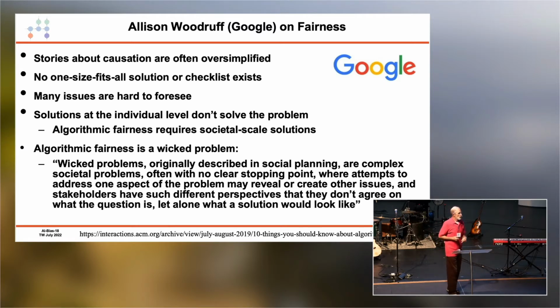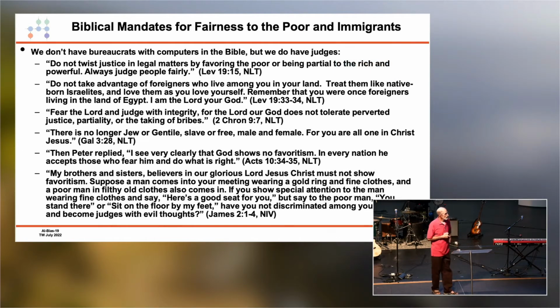Now, she said it's a wicked problem, which got my attention because I went to a conference a few years ago called The Wicked Problem of Climate Change. And the wicked problems here are complex societal problems, often with no clear stopping point, where attempts to address one aspect of the problem may reveal or create other issues. Stakeholders have such different perspectives, they don't agree on what the question is, let alone what a solution would look like. So, I think that's a very good link to look into.